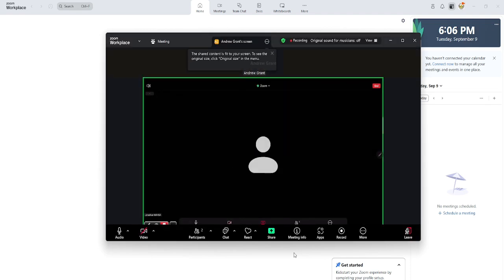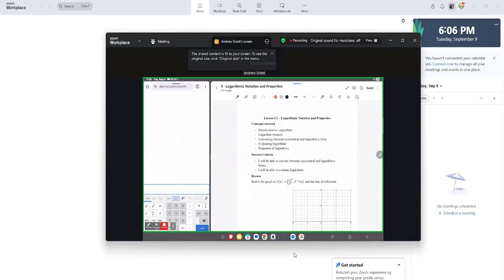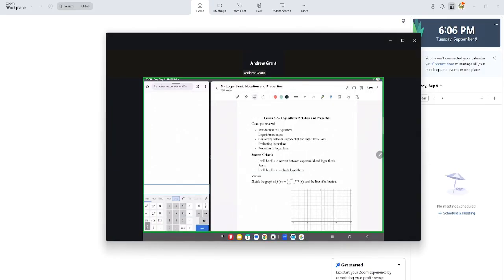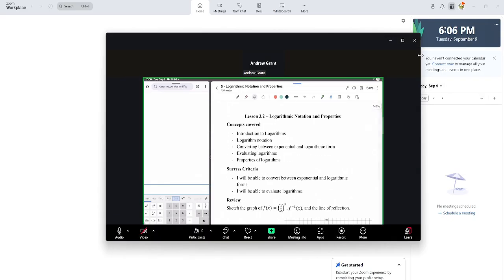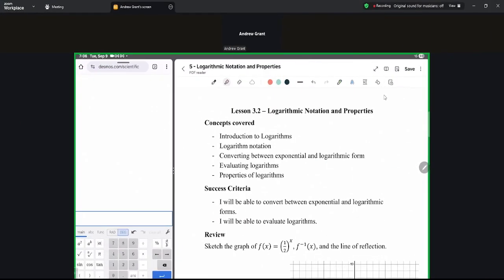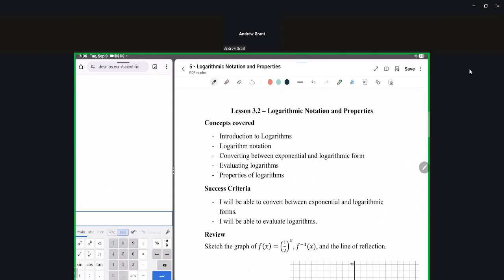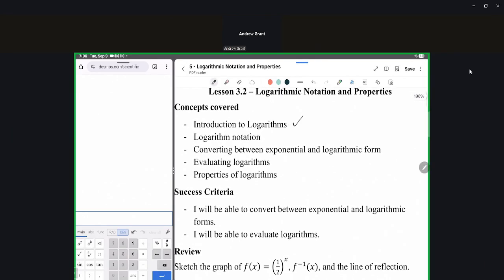We are continuing on with our sojourn into exponential functions, and specifically, we're having a look now at logarithms. If you're following along, this will be the continuation and finishing of lesson three in the ILC. And we're looking at now logarithmic notation as well as some properties. For today, we're going to be having a look at an introduction to logarithms, the logarithm notation, converting between exponential and logarithmic form, evaluating logarithms, as well as a section where we'll talk about some properties of logarithms.